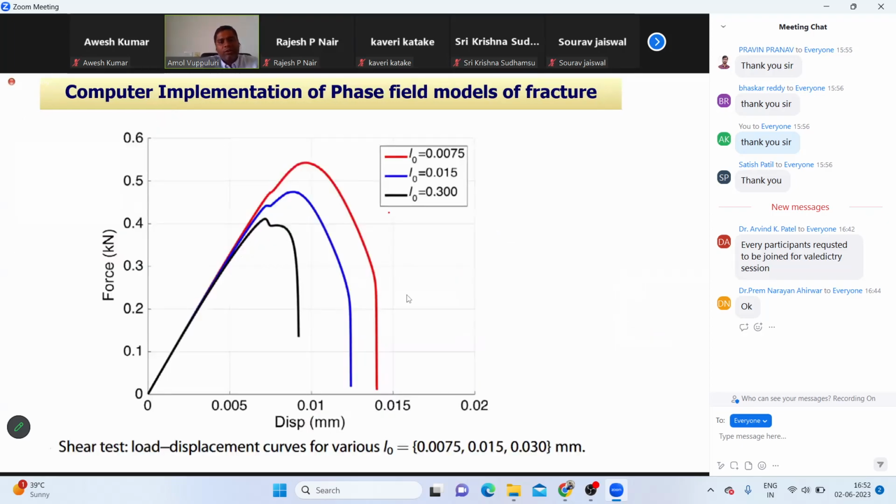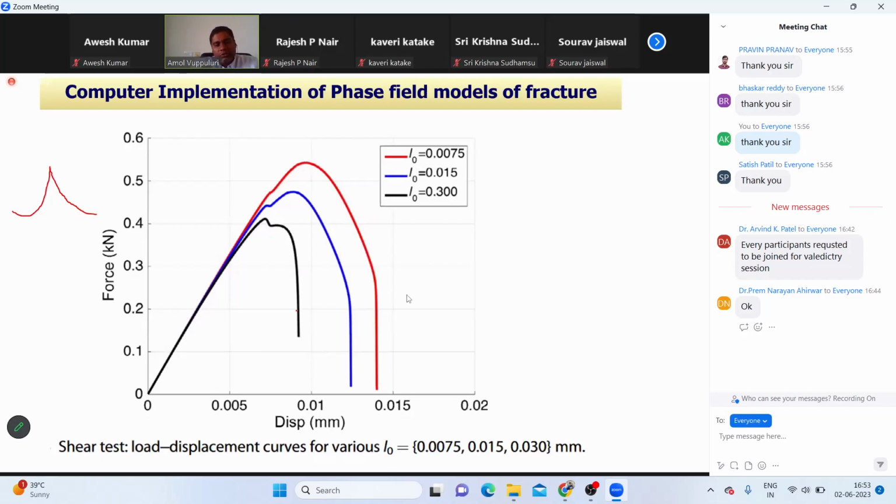Second issue with the phase field model is the length scale parameter. If you remember, I discussed the length scale parameter while talking about this diffused zone. So sometimes choosing a large value of length scale parameter also changes the load deformation behavior of the cracked body. Although recently these issues have been addressed, and there are some models, I think, which are length scale independent.